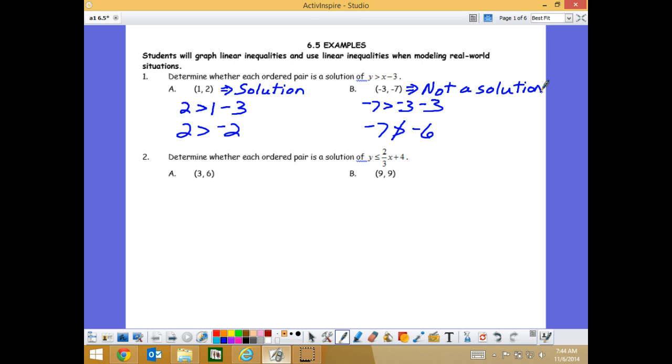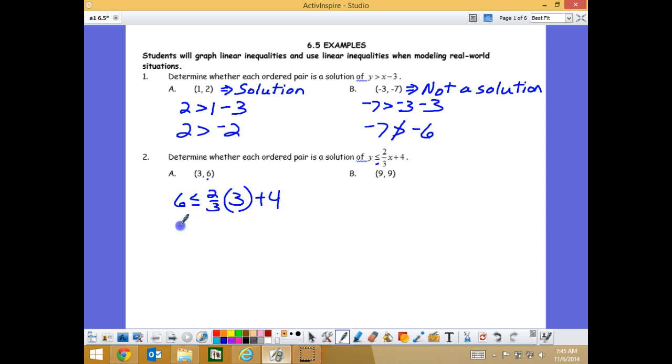And then number 2, we'll do the same thing, and I wanted to touch on number 2 because this less than or equal to changes things a little bit. We're going to plug the y coordinate of the point in for y, so is 6 less than or equal to 2/3 times the x coordinate plus 4?